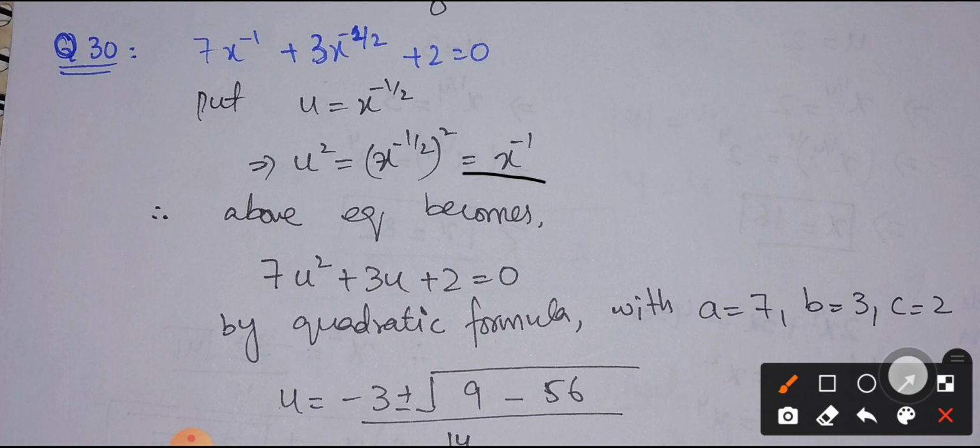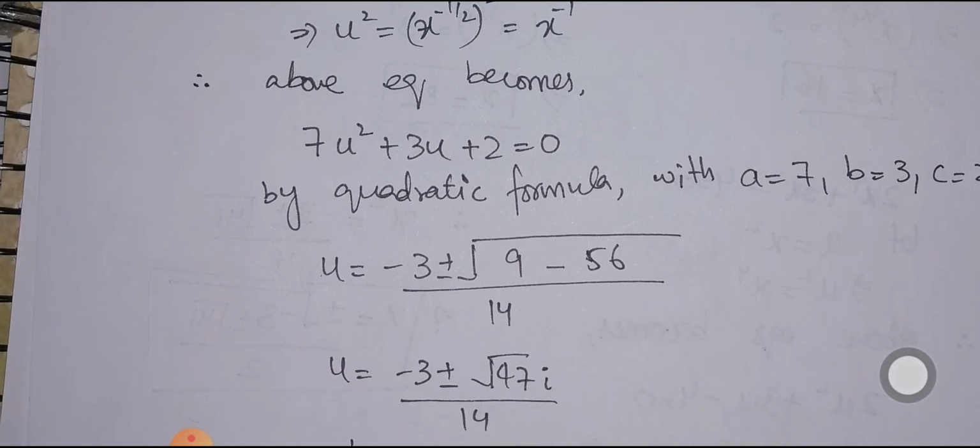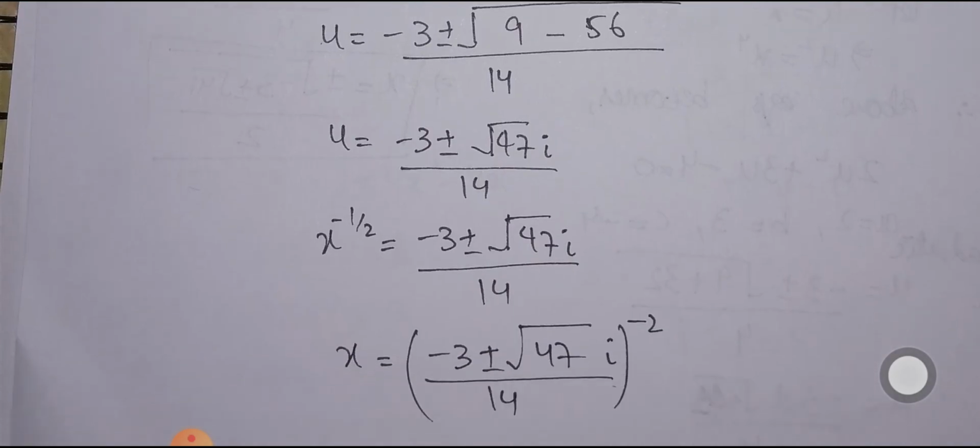Factorization is not possible in this case, and here is the solution for u, but this is not the answer because this is the value of u, not x. So for this again we will put the value of u, that is x raised to the power minus 1 by 2, and for this I will take whole power minus 2 on both sides and I will get the solution.